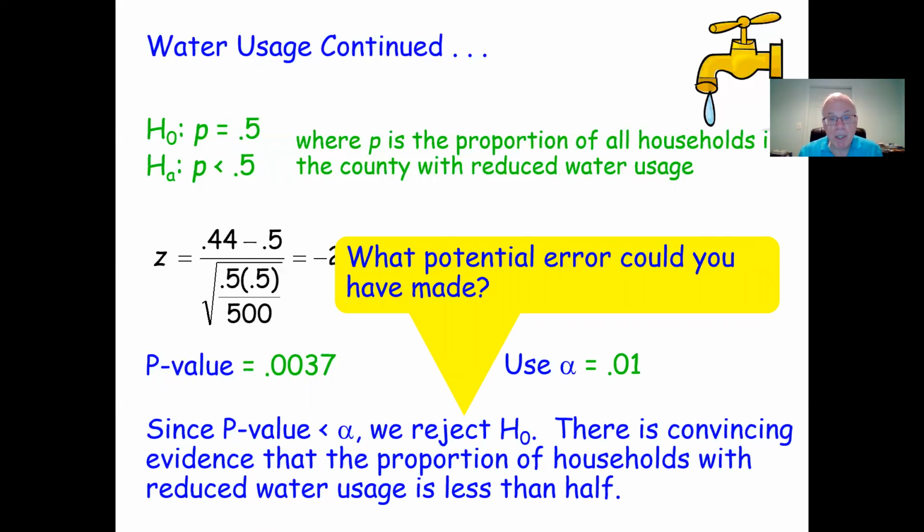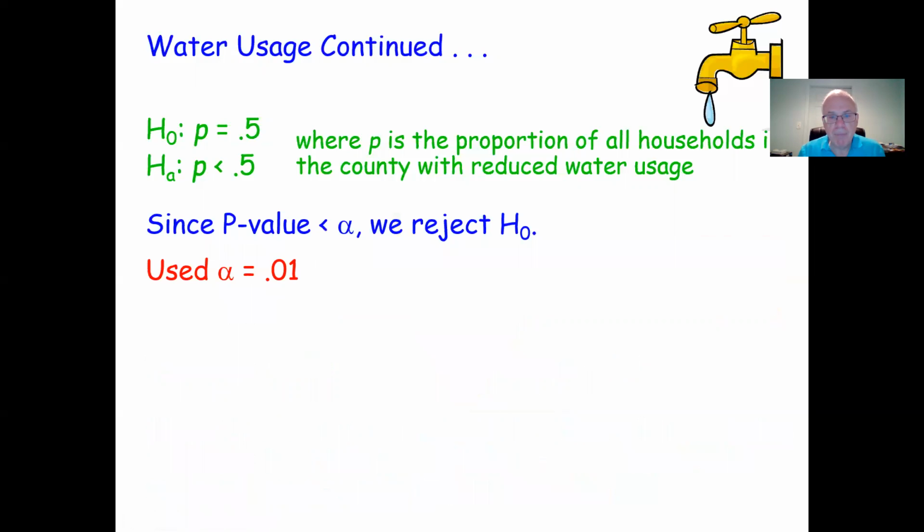What kind of error could we have made here? Since we rejected the null, it's possible that the null hypothesis is true. That's the type 1 error. But if this is the actual p-value we got, 0.0037, and up front we decided a 1% or 0.01 type 1 error is acceptable, then certainly a smaller p-value is also acceptable, and we're okay with rejecting the null hypothesis. That's all I do.